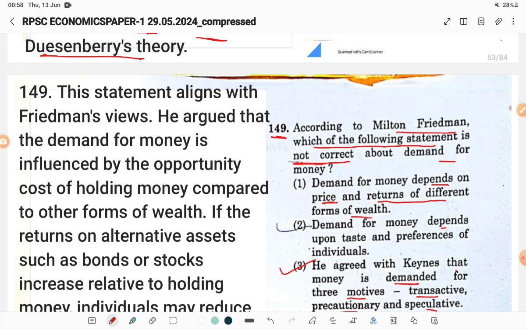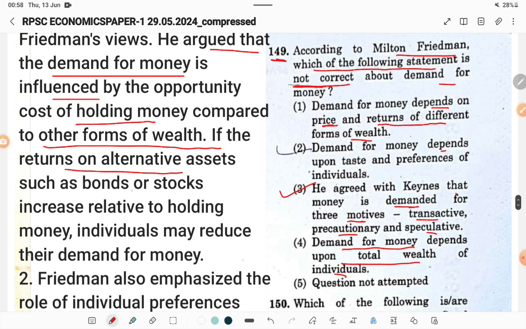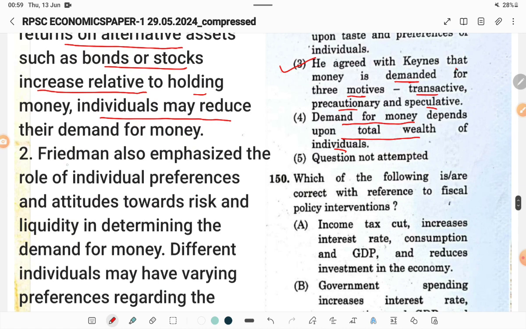This is about the first statement. The statement aligns with Friedman's view. He argued that the demand for money is influenced by the opportunity cost of holding money compared to other forms of wealth. If the returns on alternative assets such as bonds or stocks increase relative to holding money, individuals may reduce their demand for money.